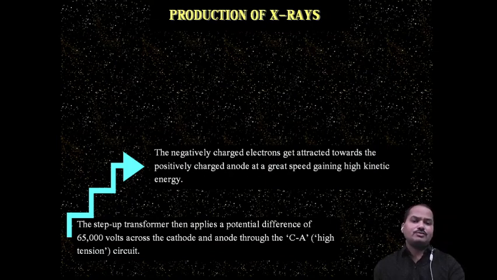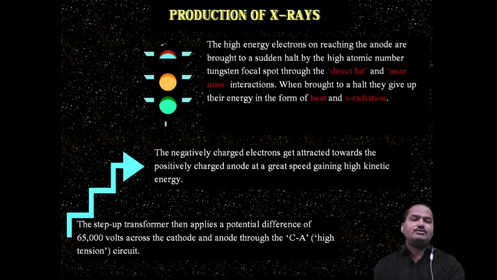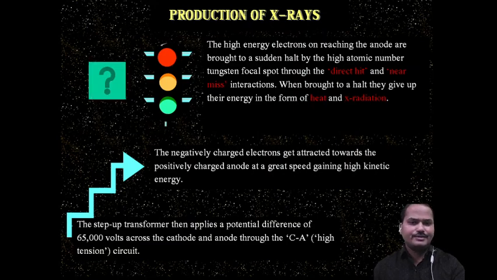negatively charged electrons will get attracted to the positively charged anode, and at a great speed they will be gaining high kinetic energy. So with this kinetic energy, these electrons which are reaching the anode are brought to a sudden halt at the high atomic number tungsten focal spot, with a direct hit or a near miss interaction. When brought to a halt, they give up their energy in the form of heat and X radiation, as we have discussed previously.